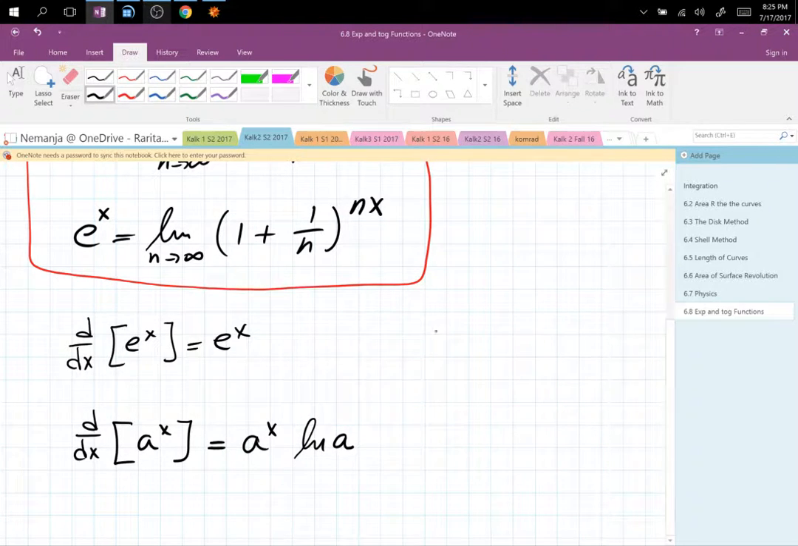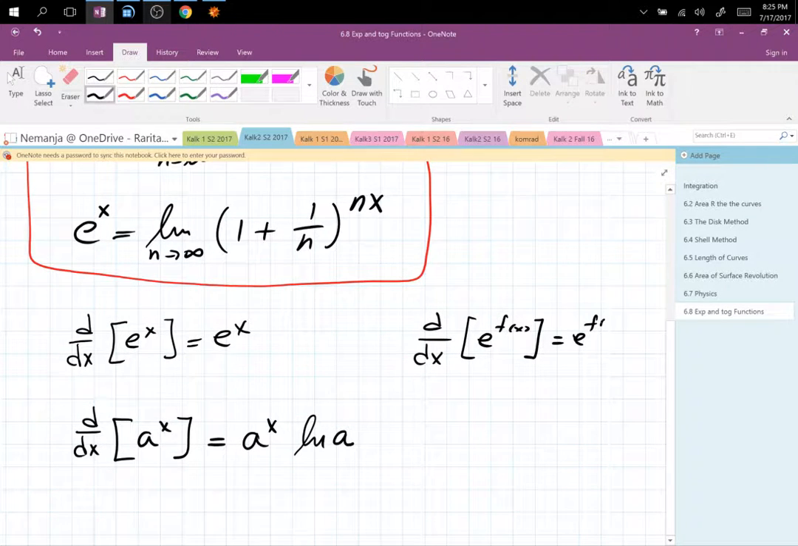Well, if you have e raised to some kind of a function, you will just unleash the chain rule. So it's the standard Calculus 1 procedure: you copy the entire e to the f, and then you multiply it by the derivative of f as a chain.